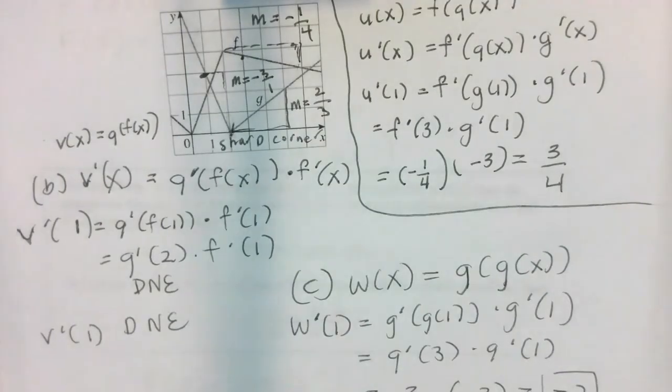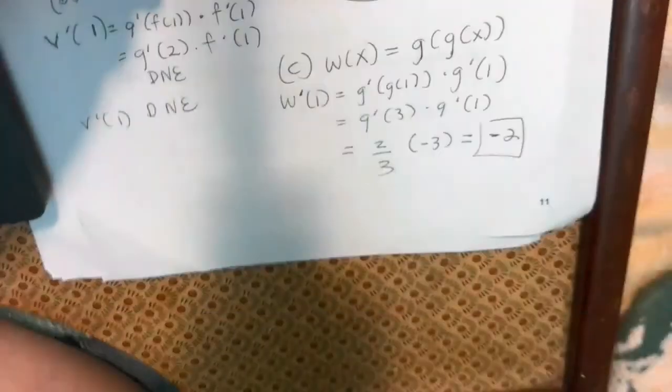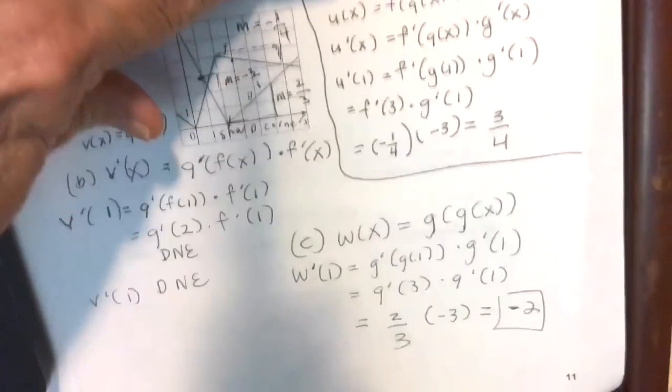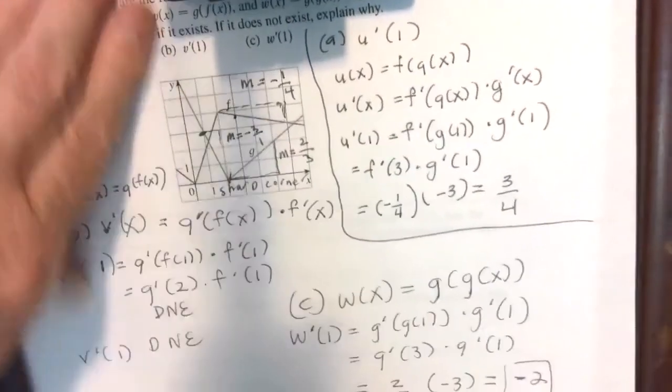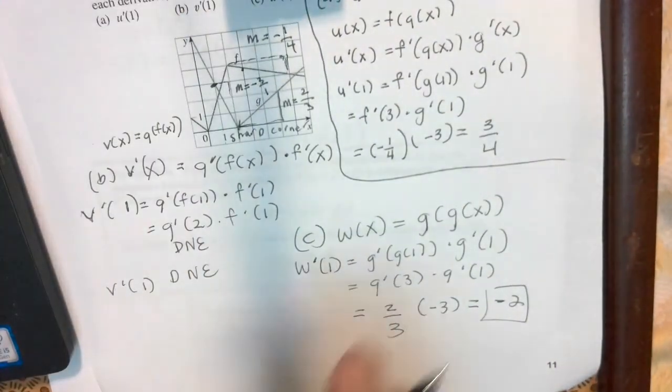Lopsided, but that's how you do a problem. We did one before with the product and one with the quotient. So this is how you do it with the chain rule.